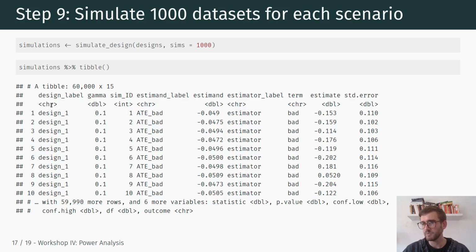which takes into account a couple of different variables. We have different iterations. We have 60,000 because we have 10 different scenarios. For each scenario, we have 1,000 simulations, and for each simulation, we have 6 different estimands and estimators, or estimates. So for each of those scenarios and each simulation, we have one time the average treatment effect for the negative frame, the average treatment effect for the positive frame, and 4 different interaction terms.